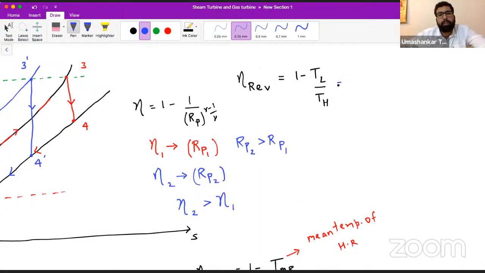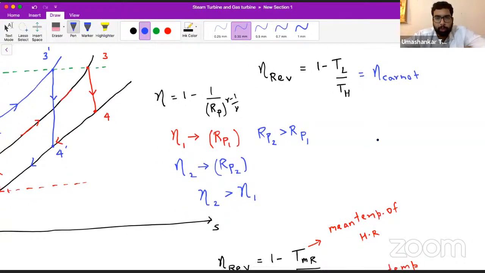This is the reversible efficiency, which you call the Carnot efficiency. So what is the role of the Carnot engine in our thermodynamics? You must have read that the Carnot cycle is not a practically used cycle. It is a reversible cycle, so we cannot use it because it has two isothermal processes, and isothermal processes are infinitely slow. So practically, the Carnot cycle is not of any use.